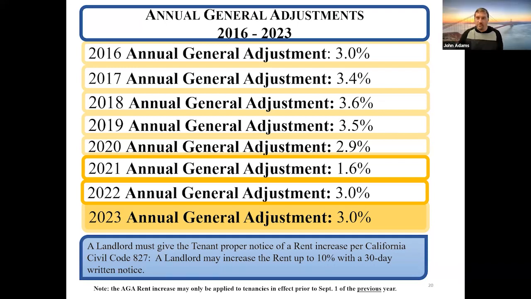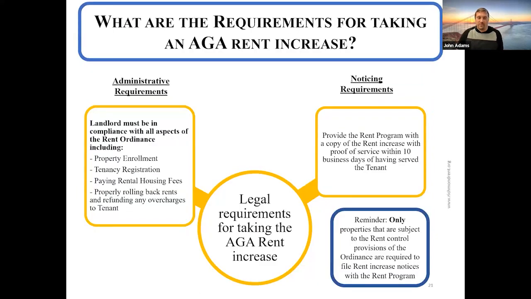Now I'm going to go over the conditions which a landlord must follow to qualify to take the annual general adjustment. Ahora vamos a hablar de las condiciones que los propietarios deben seguir para que se les permita usar estos números que acabamos de explicar. There's really two major requirements. So there's administrative requirements and noticing requirements. Hay dos requisitos grandes que son requerimientos administrativos y requerimientos de aviso.